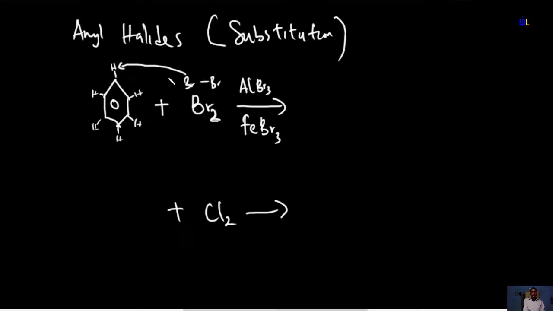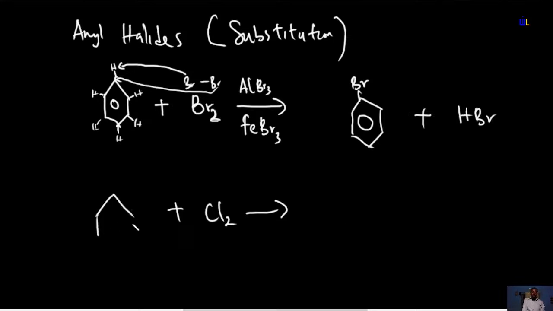One bromine will attack, and the other bromine will come here and replace this hydrogen. Once you do this, the product is that the hydrogen was replaced with bromine, and the other bromine combines with the hydrogen that left and becomes HBr. So this is your product. In this case, if I have a benzene ring and chlorine, what I'm going to have here is Cl attached to my benzene ring, plus HCl.